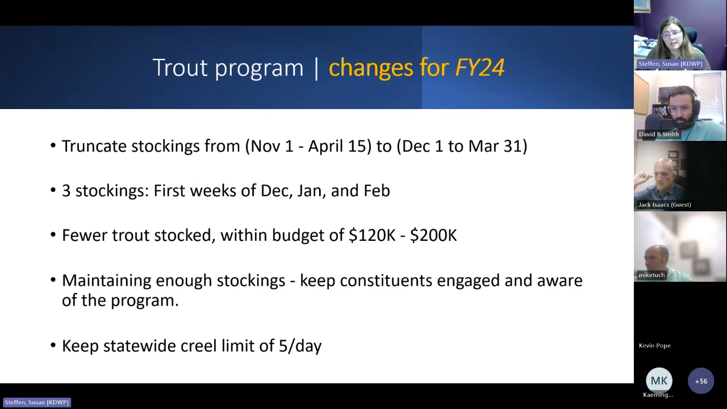We had toyed with the idea of decreasing the creel limit, going from a 5 to perhaps a 2 per day limit. From previous creel surveys on trout anglers, we didn't do one this go around, but we did see not many people were harvesting a full creel. So we did keep that limit at 5.